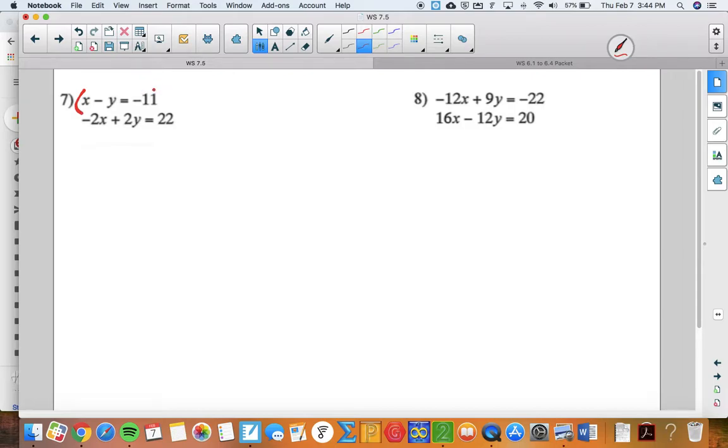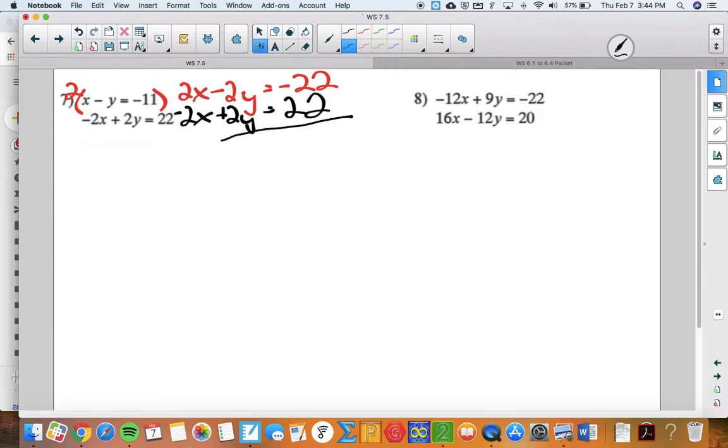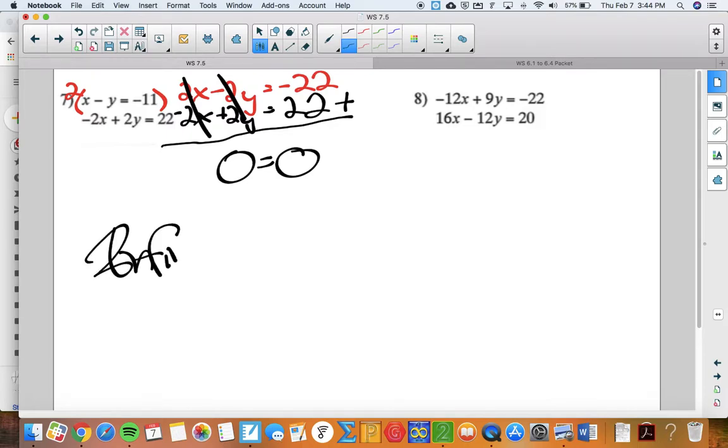Number 7, I'll multiply the top equation by 2 to get a positive 2x, which is opposite negative 2x. So I get 2x on top, negative 2y, and negative 22 on the top. I'm going to rewrite the bottom. I didn't need to modify that at all. Notice I have x's that are opposite, so they get eliminated. Ooh, the y's also get eliminated, so I have 0 on the left side of the equal sign. Negative 22 plus 22 is 0, so there are infinite solutions. That's what that says.